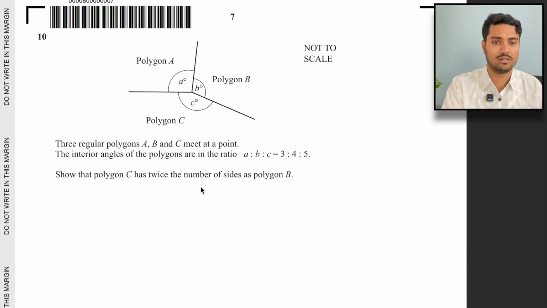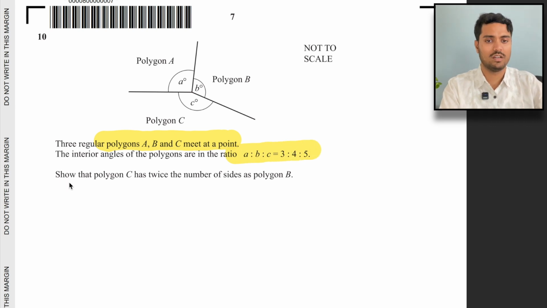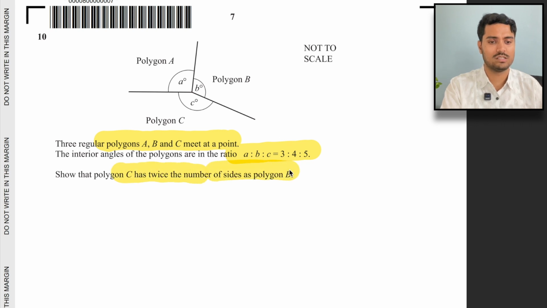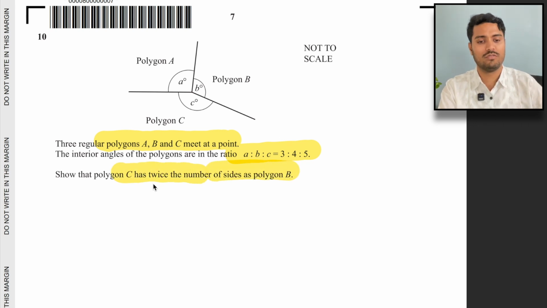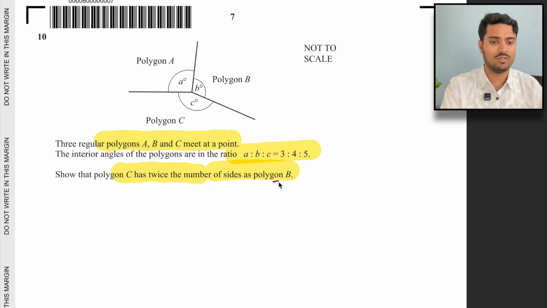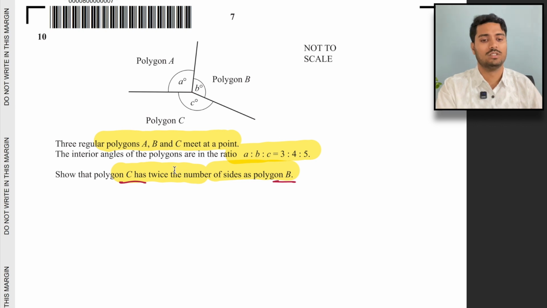Question number 10. We have a polygon A here, polygon B here, polygon C here, and the angles are unknown. It says three regular polygons A, B, C meet at a point. The interior angles of the polygons are in the ratio A is to B is to C, which is 3 is to 4 is to 5. And it says show that polygon C has twice the number of sides of polygon B. So we have to find the number of sides of polygon B and then polygon C, and then we have to check whether this is possible or not.